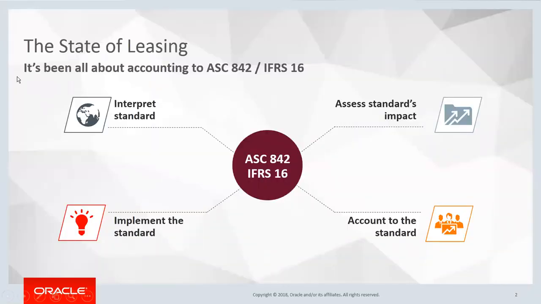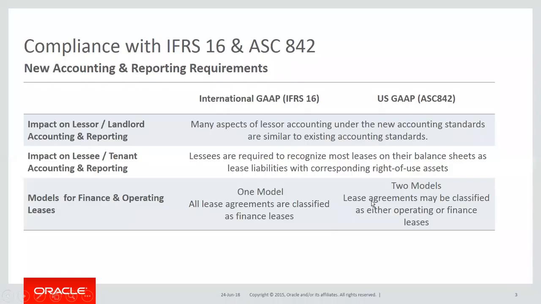So the standard for IFRS16 and ASC 842 came out sometime in January 2016 or February 2016. Everybody was busy interpreting the standard, and then people had to assess what is the impact of the standard on their business, and then people had to implement the standard, and finally we have to account as per what is provided in the standard.